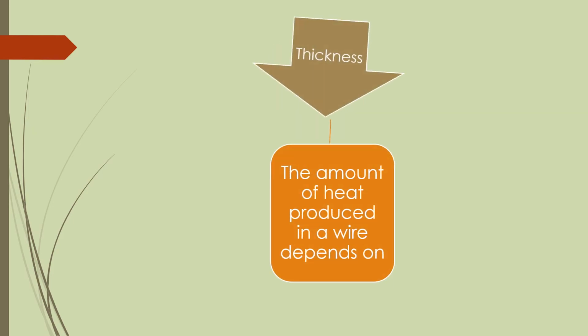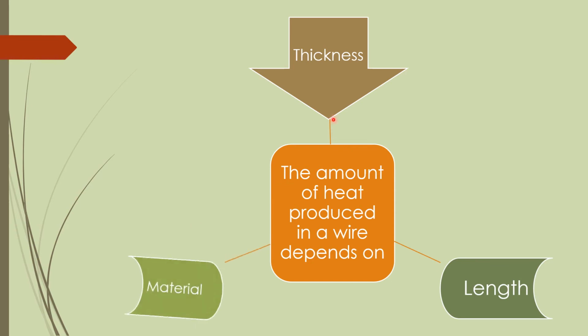Now, the amount of heat produced in a wire depends on its thickness, length, and material. So, whatever your work is, like if you want it to glow or if you just want it to get warm, it depends upon these things: thickness, length, and material. These are very important for whatever thing you want to make.